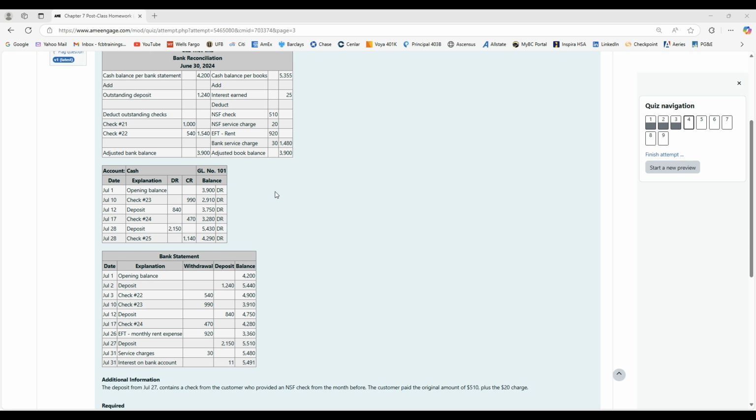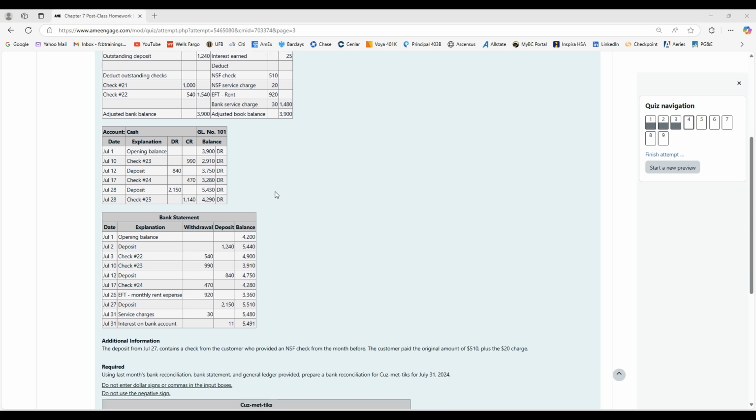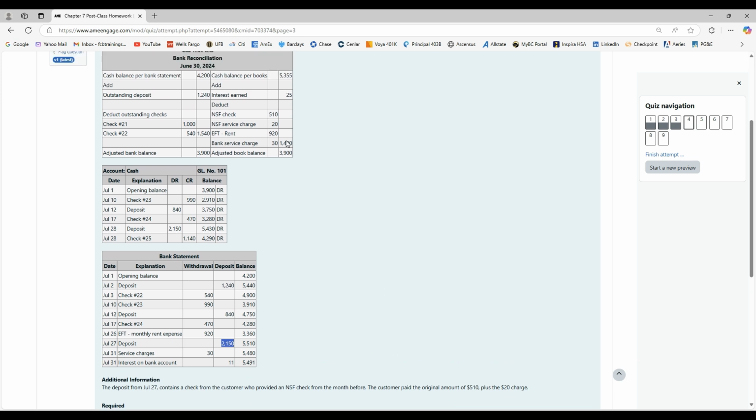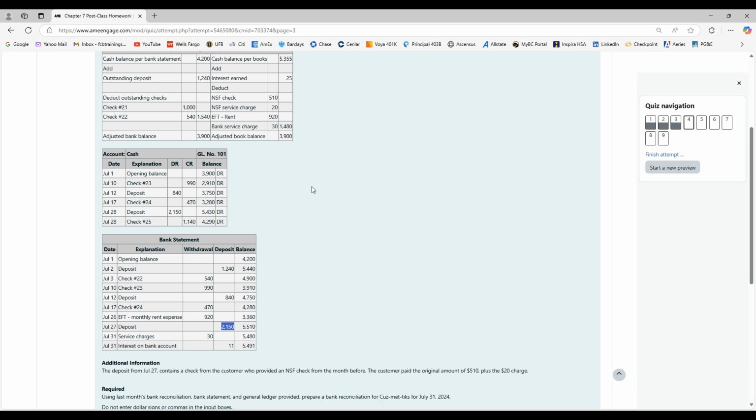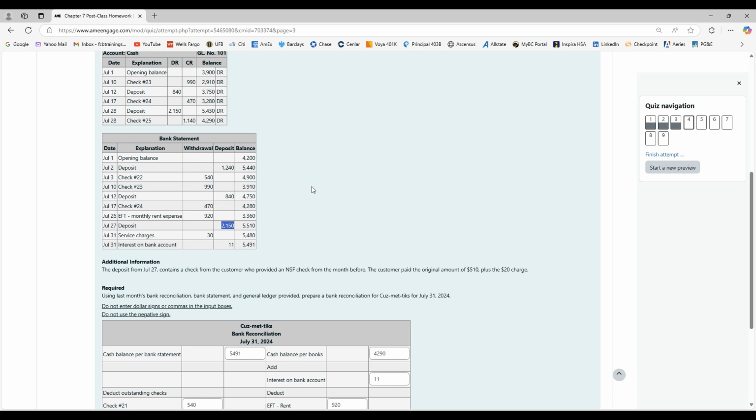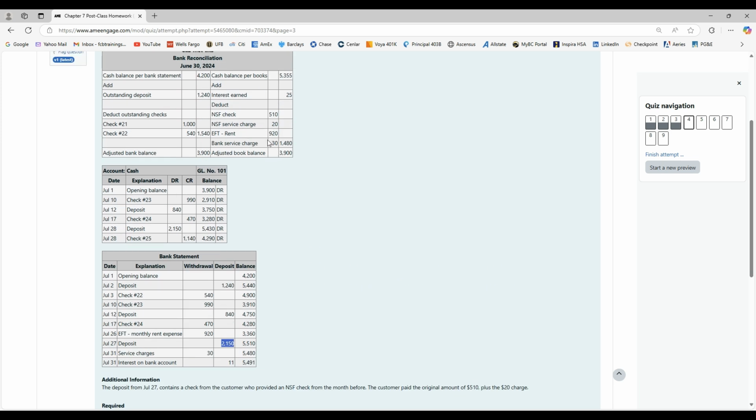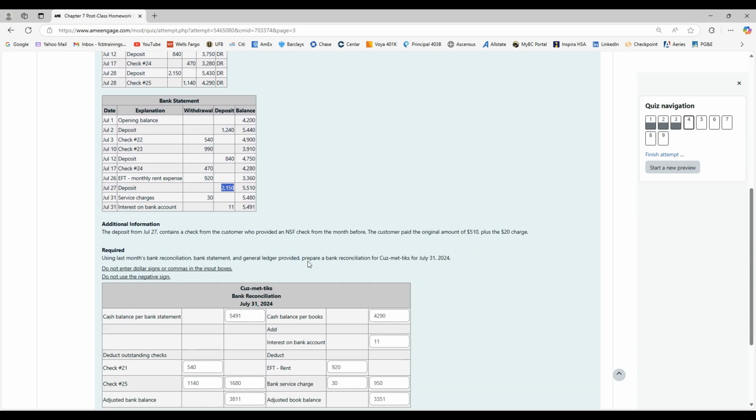Deposit from July 27th. Okay, that 2150 contains a check. Customer paid the original. Okay, so that's not here anymore, so that should be gone. EFT rent 920 and 30. That's the same thing we got every month. You can see it's just like recurring. We added our interest of $11.